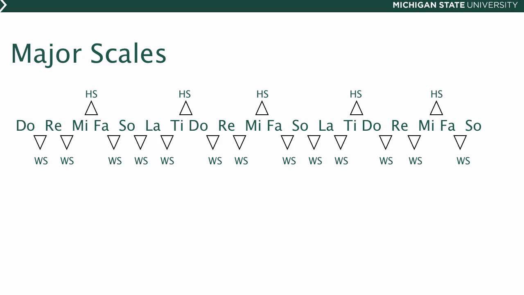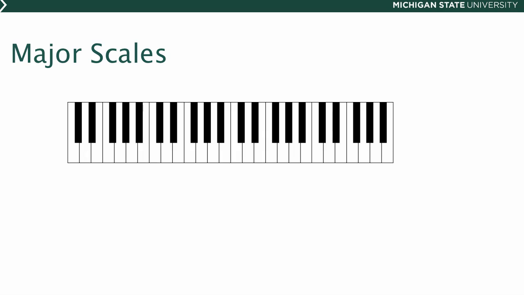Let's create some major scales from different starting notes. Each successive note in a diatonic scale must use a different letter name. We will need to add sharps or flats accordingly. Let's try some using the piano keyboard for reference.